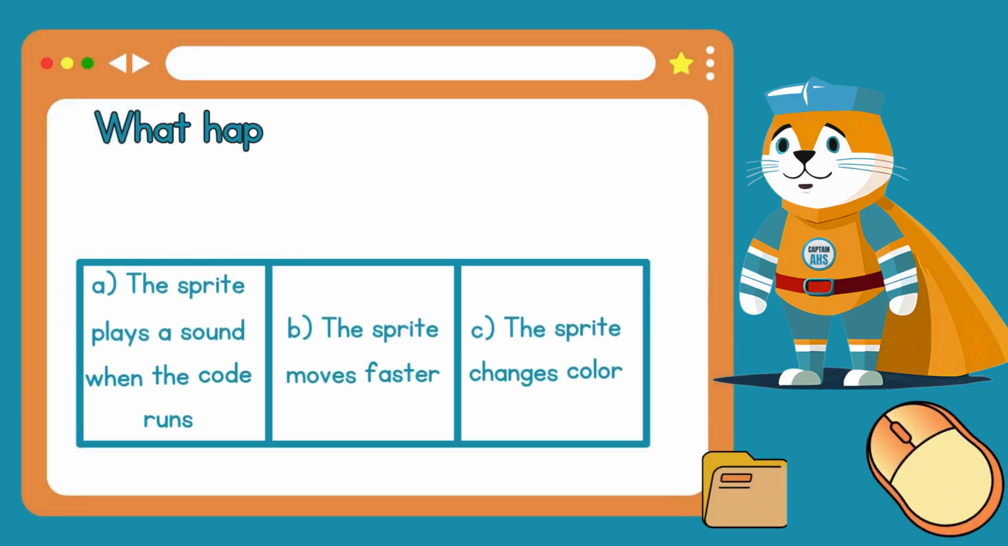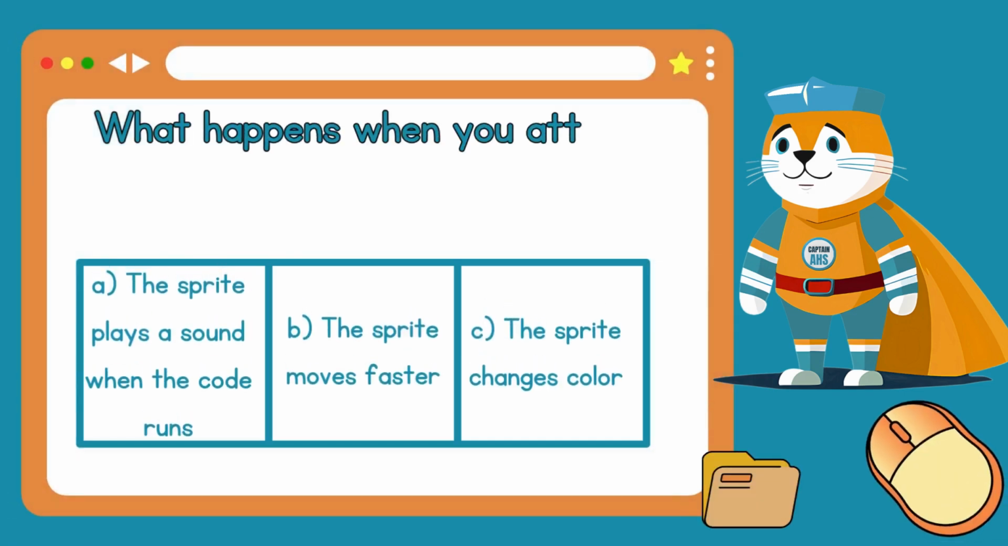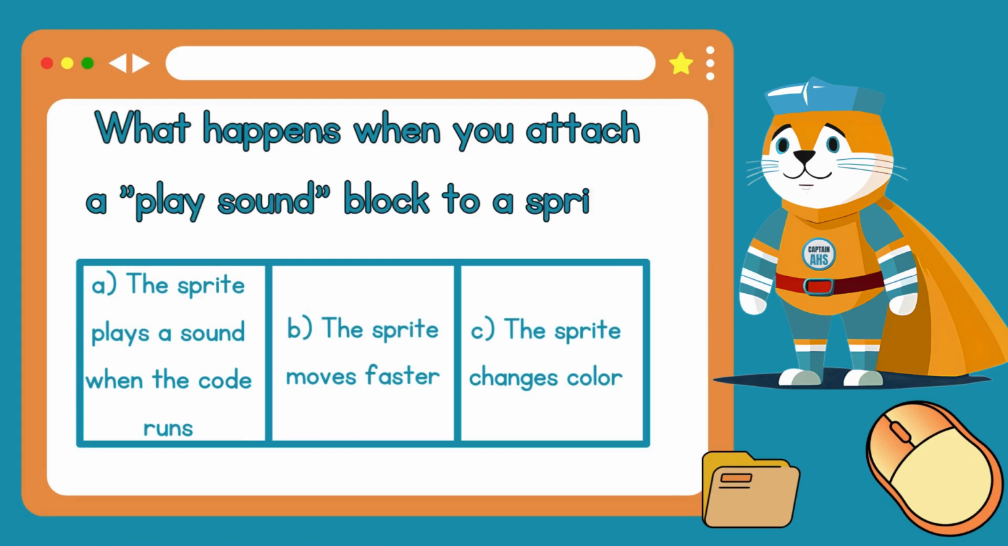What happens when you attach a play sound block to a sprite? Option A, the sprite plays a sound when the code runs. Option B, the sprite moves faster. Option C, the sprite changes color. Option A, the sprite plays a sound when the code runs.